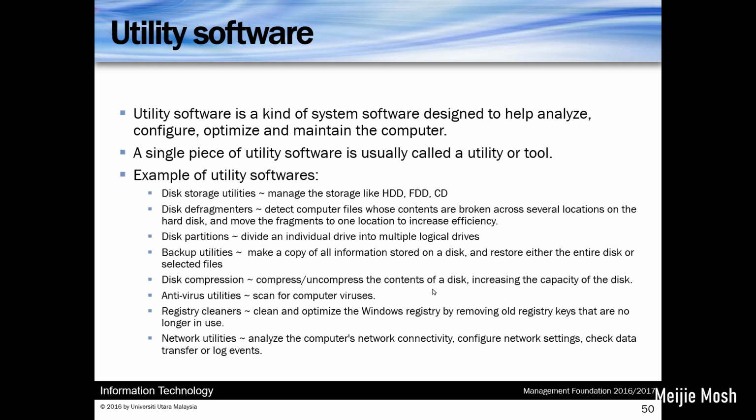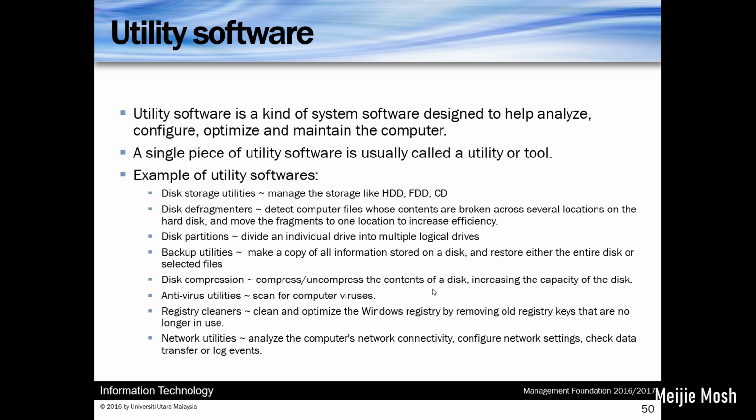Defragmenters detect computer files whose contents are broken across several locations on the hard disk and move the fragments to one location to increase efficiency. Partitioners divide an individual drive into multiple logical drives. Backup utilities make a copy of all information stored on disk and restore either the entire disk or selected files. Disk compression utilities compress or uncompress the contents of a disk, increasing the capacity of the disk.